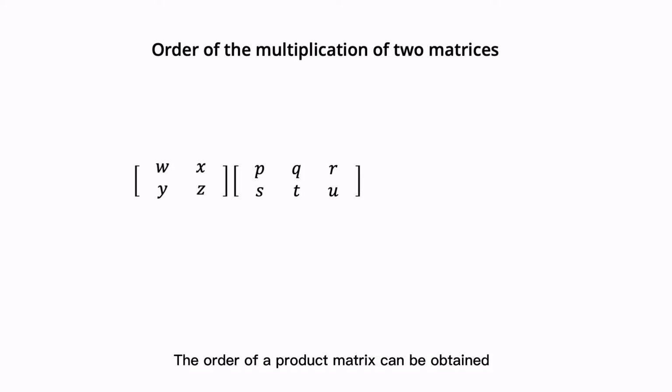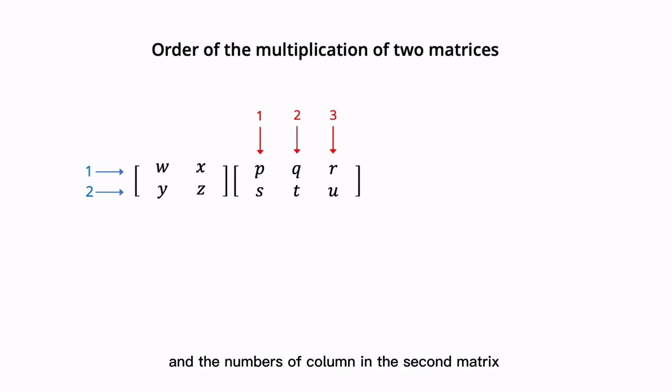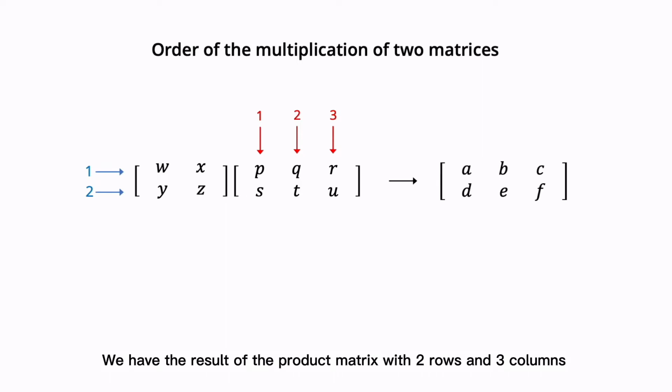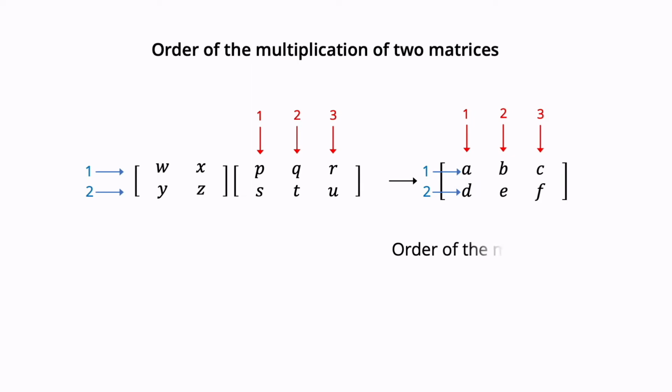How do we get the order of the multiplication of two matrices? The order of a product matrix can be obtained from the number of rows in the first matrix and the number of columns in the second matrix. We have the result of the product matrix with 2 rows and 3 columns. The order of the matrix is 2 by 3.